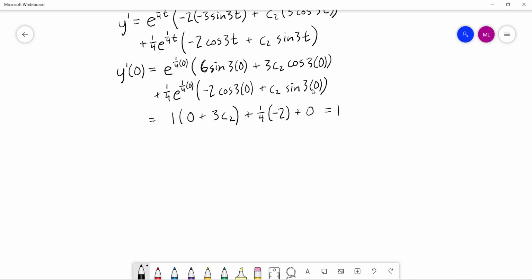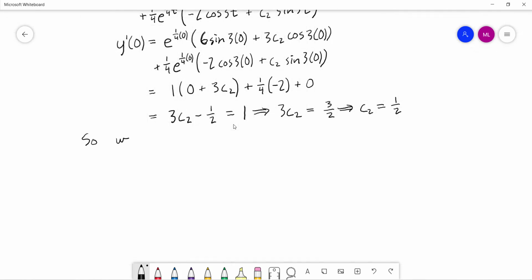And that whole thing is supposed to be equal to 1. So if we multiply through, I've got, in fact, let's save this equals 1 for the end. So I've got 3c2, a quarter of negative 2 is going to be minus a half, and that's what's supposed to be equal to 1. So if we add a 1/2 to both sides, I'll have that 3c2 is equal to 3/2. Divide both sides by 3, and we'll get that c2 is equal to a half.